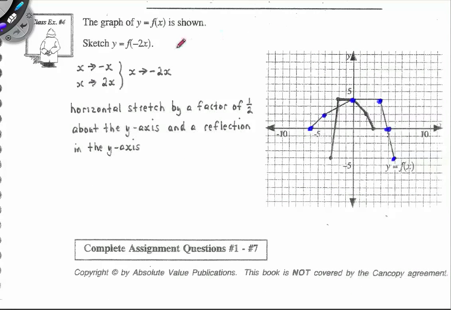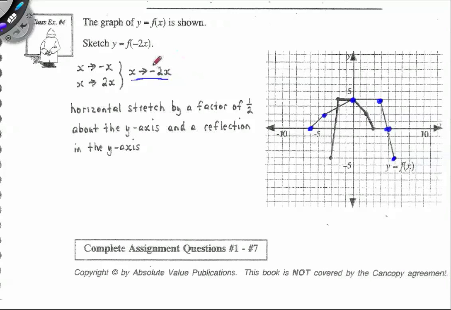Okay, last example, class example 4. The graph of y equals f of x is shown. That's the thin line that you have in your workbook. I've plotted the points in blue here. We have to sketch y equals f of negative 2x. So x has been replaced by negative 2x. Okay, fair enough. We can summarize it like that.